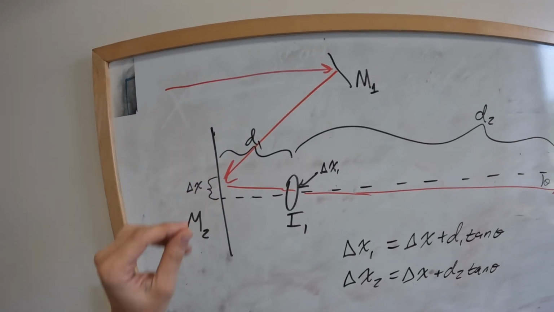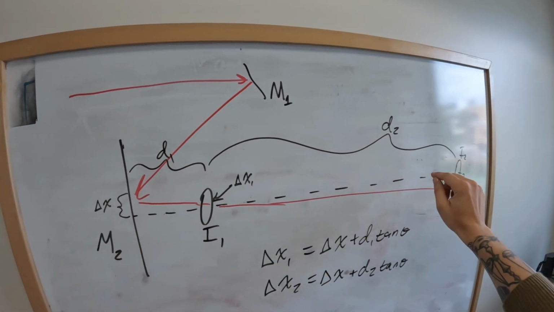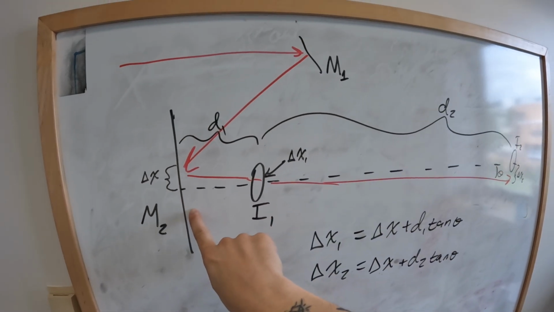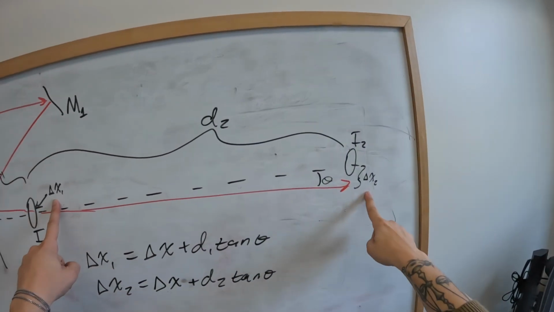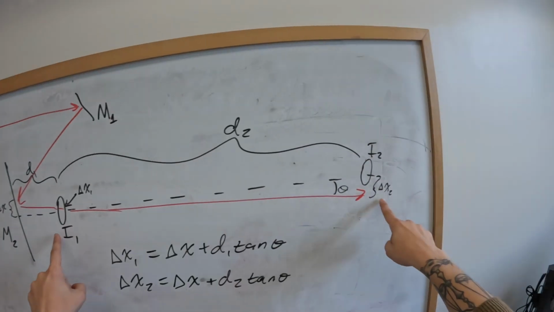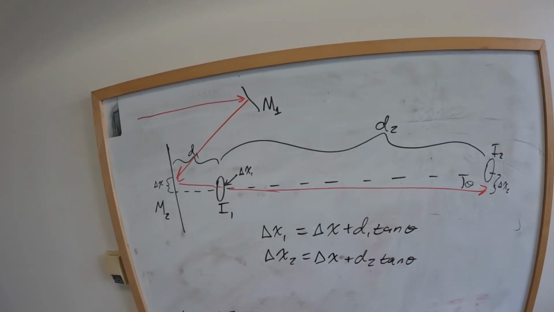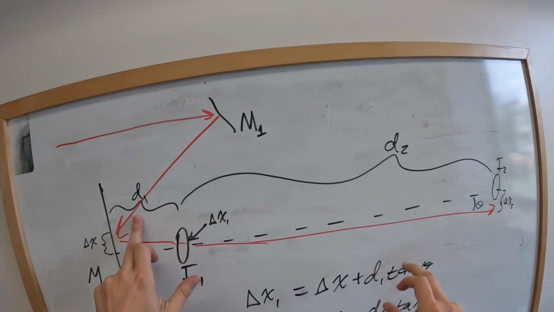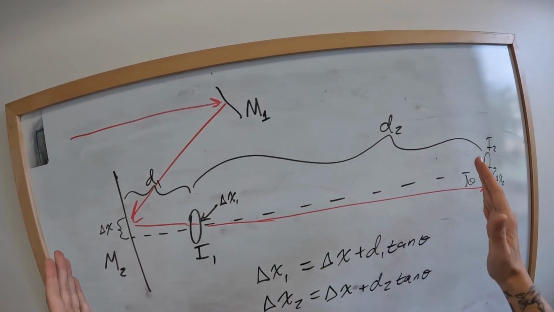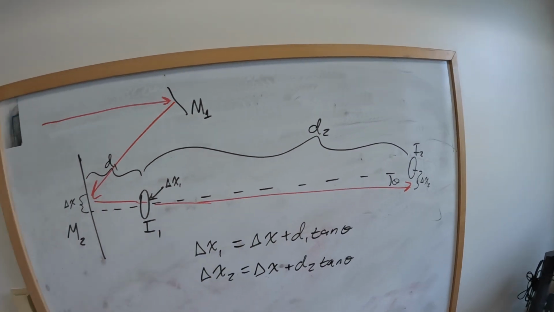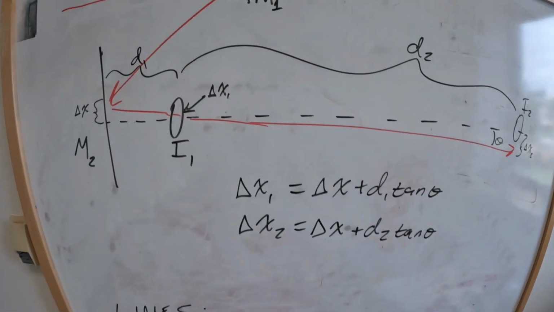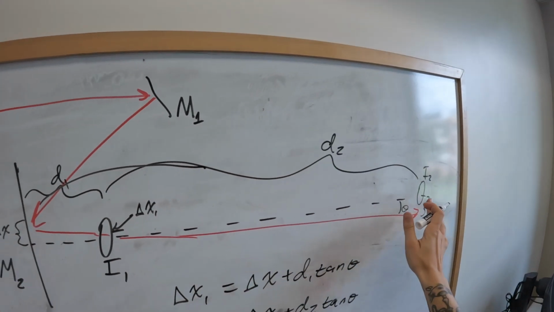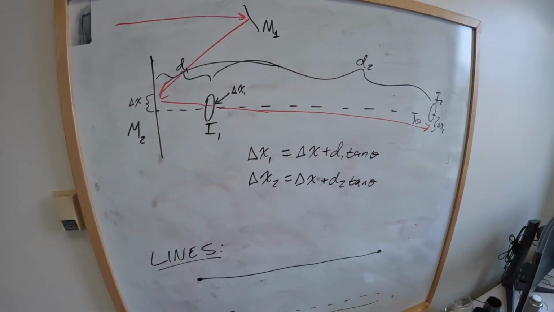Delta X here is the distance from the perfectly aligned axis that the beam hits the mirror M2. And then delta X1 and delta X2 are the positions that it hits each iris relative to that perfectly aligned axis. Now D1 and D2 are the distances from those irises to, oops, this one is actually not drawn correctly. It's the distances from these irises to the mirror M2.